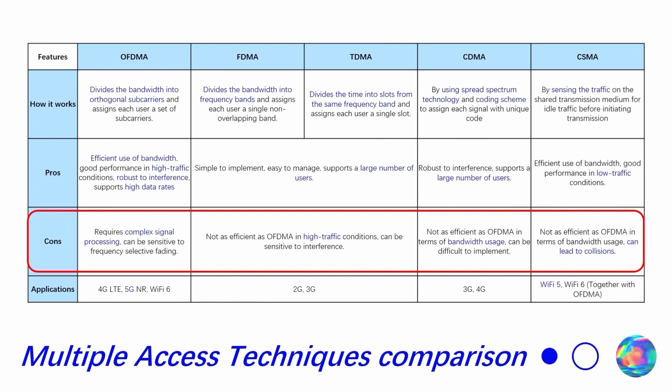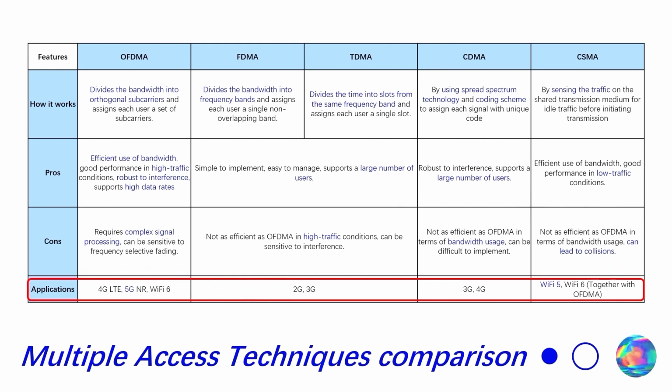The disadvantages are: OFDMA requires complex signal processing. It also can be sensitive to frequency selective fading. FDMA and TDMA are not as efficient as OFDMA in high traffic conditions. They can be sensitive to interference. CDMA is not as efficient as OFDMA in terms of bandwidth usage. It can be difficult to implement. CSMA, meanwhile, is not as efficient as OFDMA in terms of bandwidth usage. It can lead to collision of data.